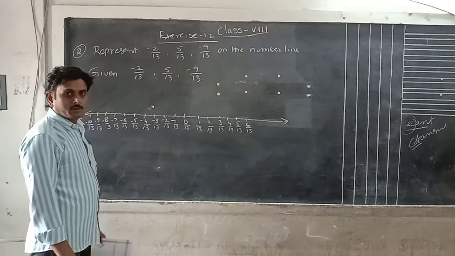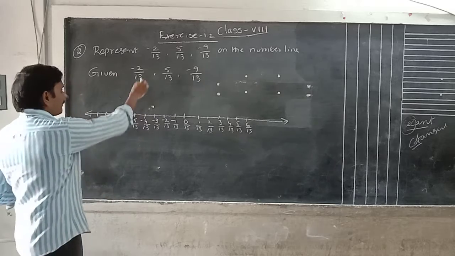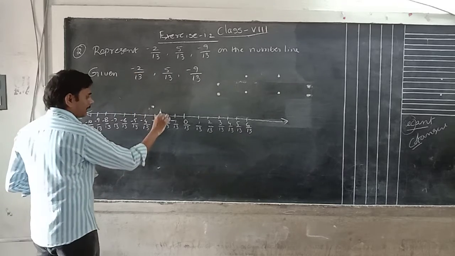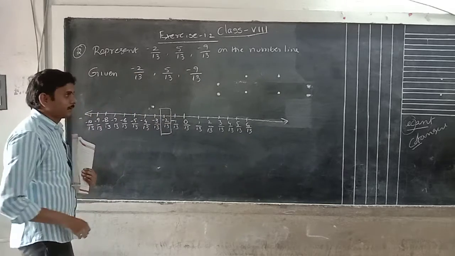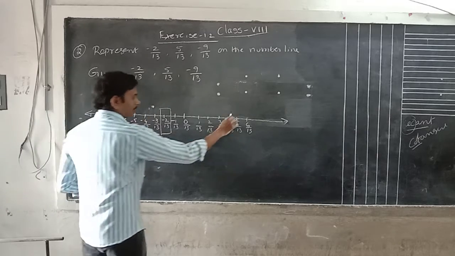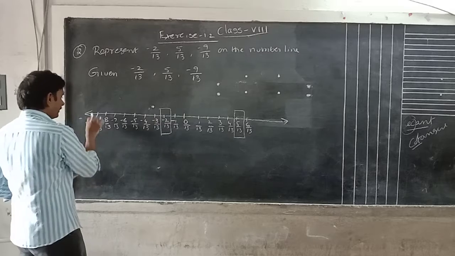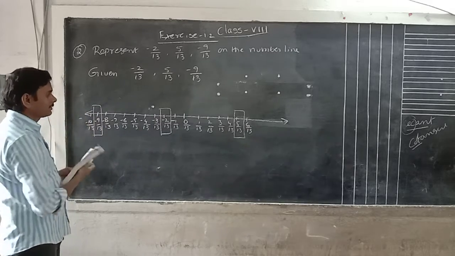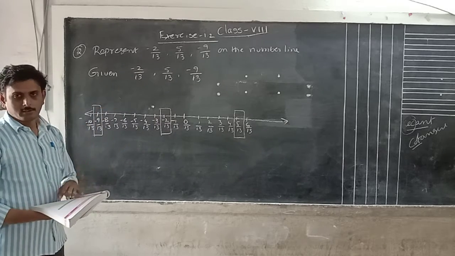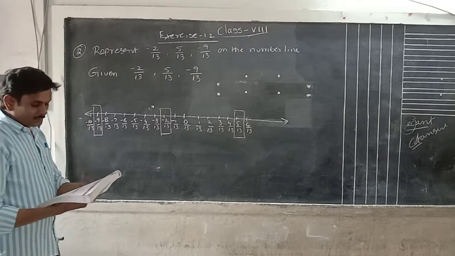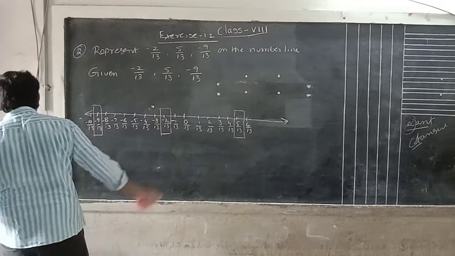Now which ones we need, we circle hard. -2/13, this is -2/13. This is 5 by 13. Minus 9 by 13. That is the third one we needed to circle. Yes, that is the answer. Okay, go for the third one.